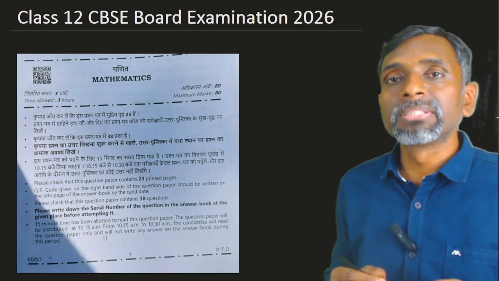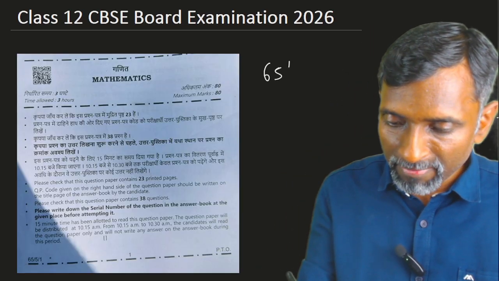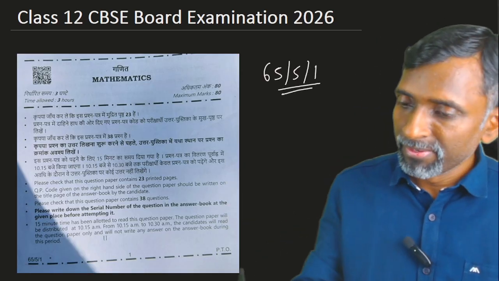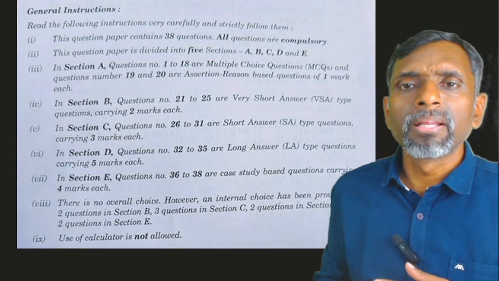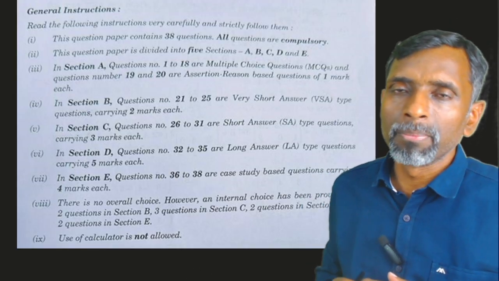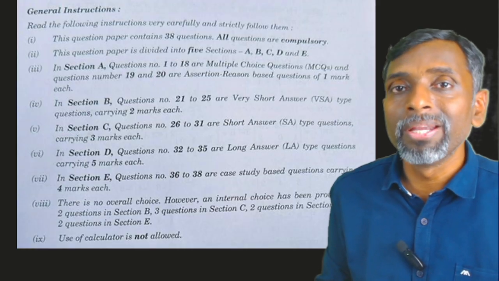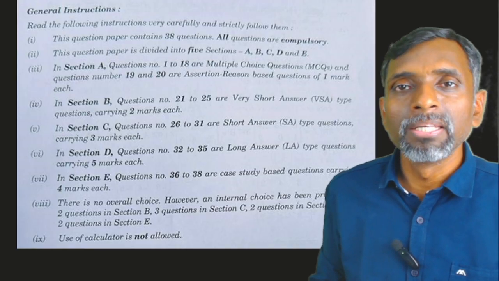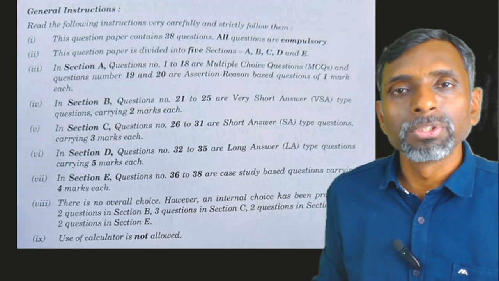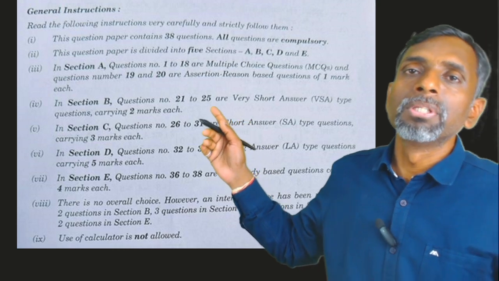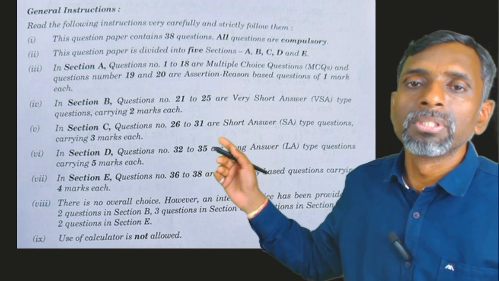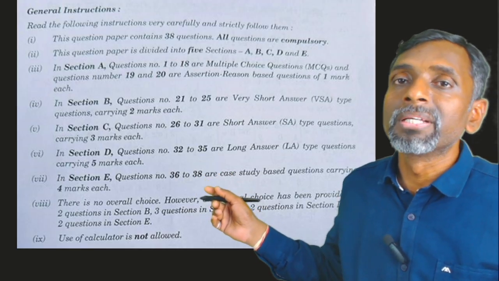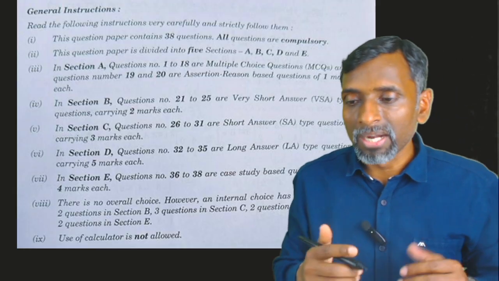So we have three different sets. I am solving today's set 6551, which means set 1. The instructions are already given. There are 5 sections in the board examination question paper. Section A is questions 1 to 20, in which the 19th and 20th are assertion reasoning type questions, and the first 18 are multiple choice questions. Then questions 21 to 25 will be short answer type, 26 to 31 will be short answer type, 32 to 35 will be long answer type, and the last three questions will be case study based questions. So now let's start with question number 1.